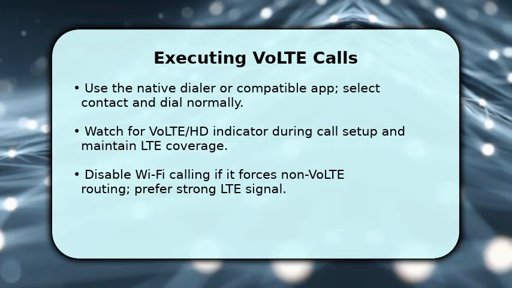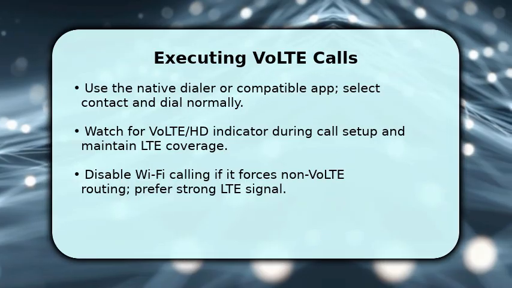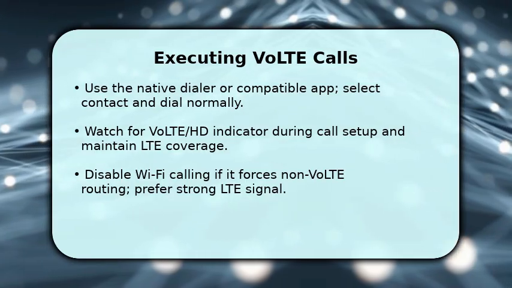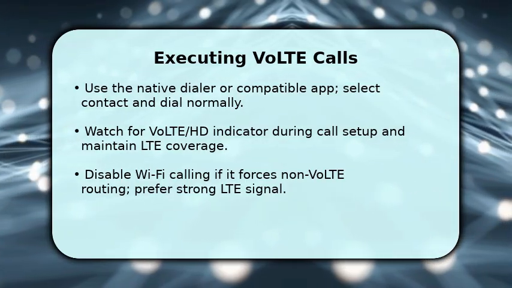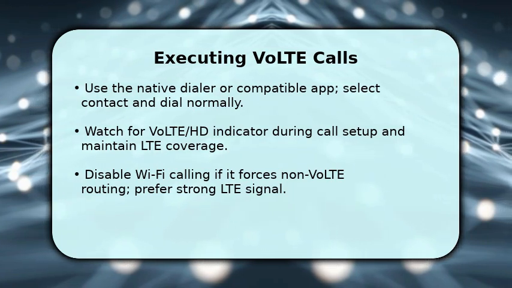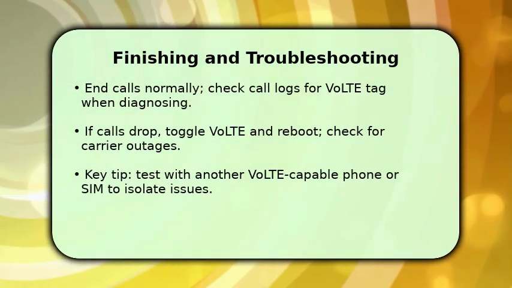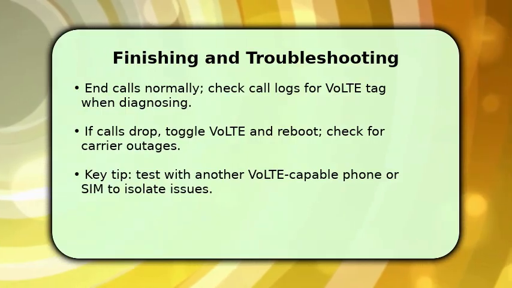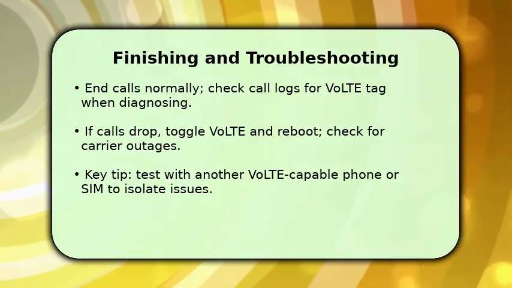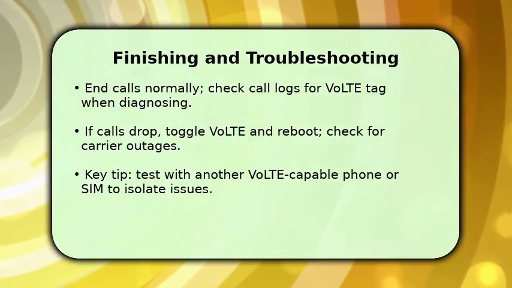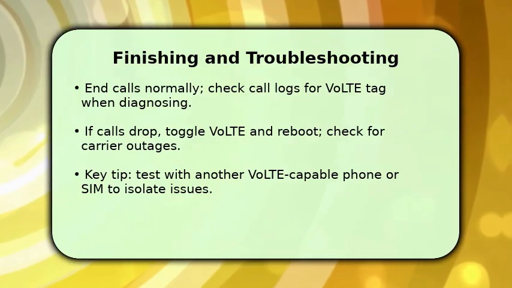Once the call is connected, you'll notice clearer audio and faster setup time. If call quality drops, switch airplane mode on and off to force reconnection to LTE. When you finish, end calls as usual and review call logs to confirm the VoLTE tag. This helps diagnose whether the call actually used VoLTE.